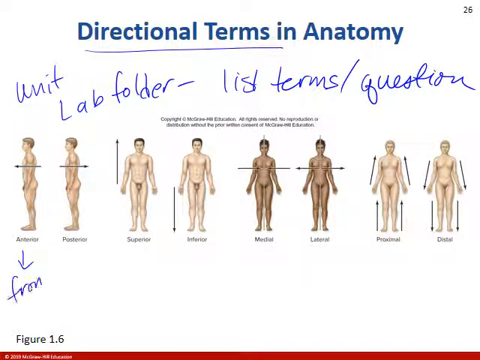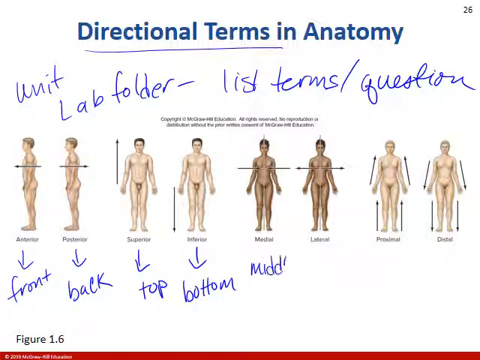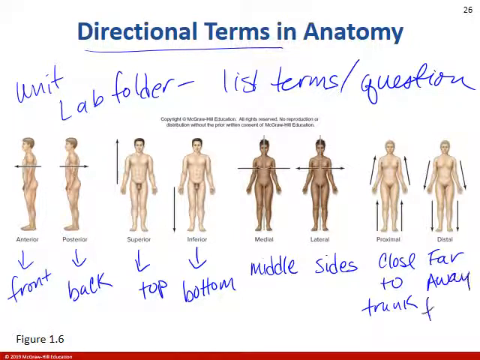Anterior means front. Posterior means back. Superior, top. Inferior, bottom. Medial, middle. Lateral, sides. Proximal means close to trunk. And distal means far away from trunk. So these two, distal and proximal, you're mostly going to use when you're talking about appendages.